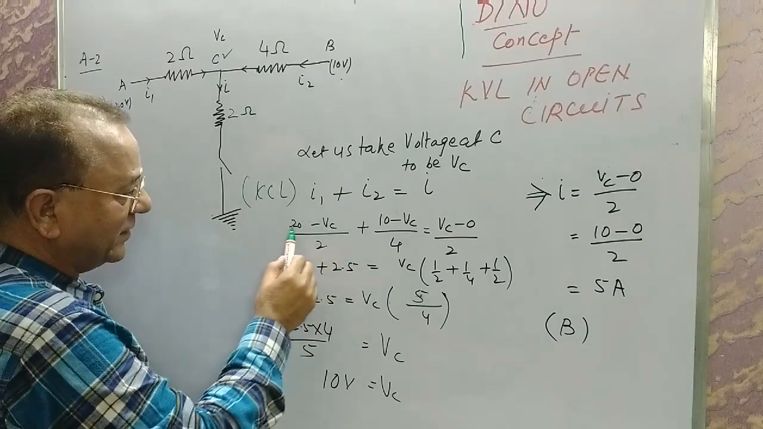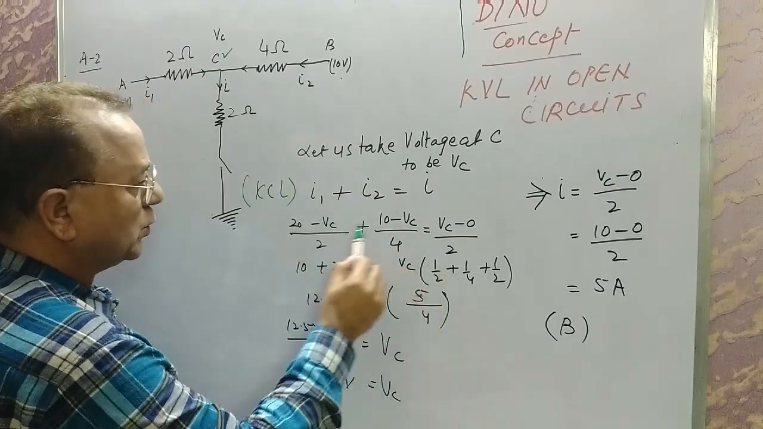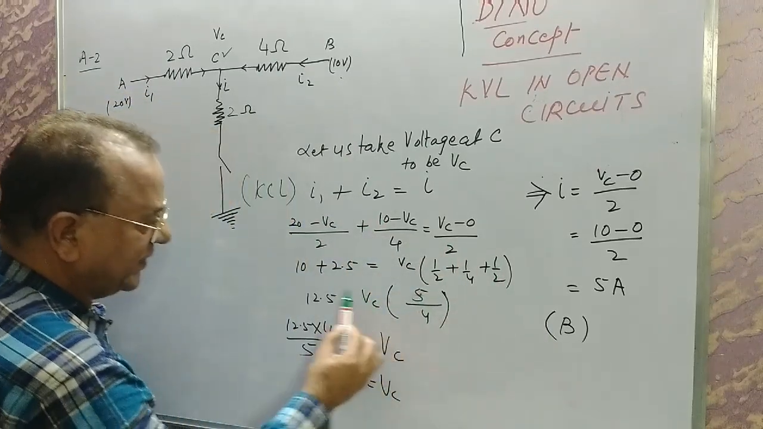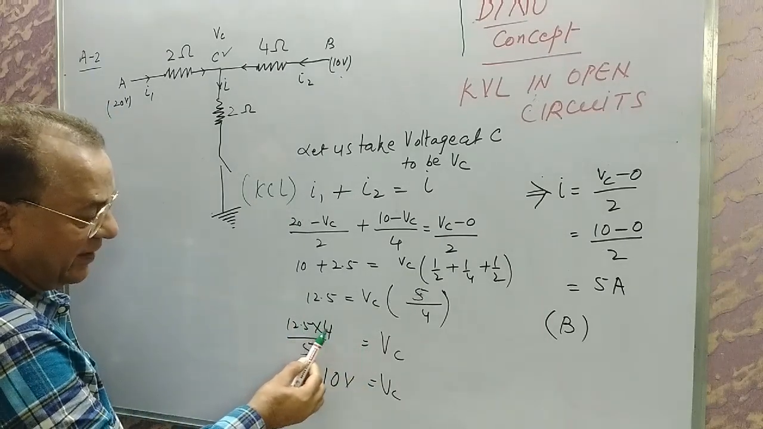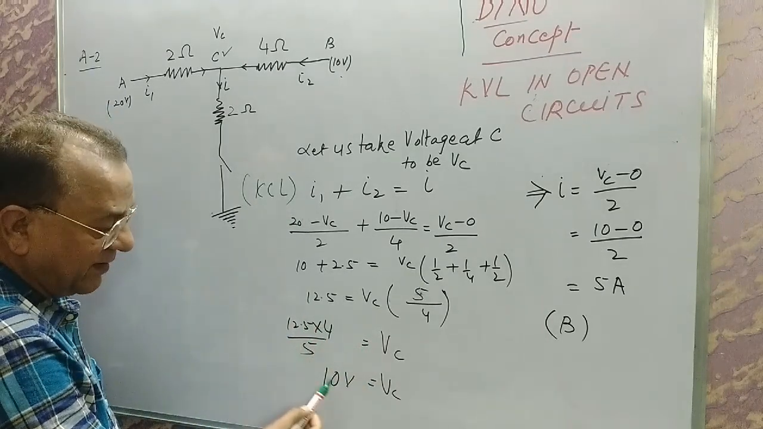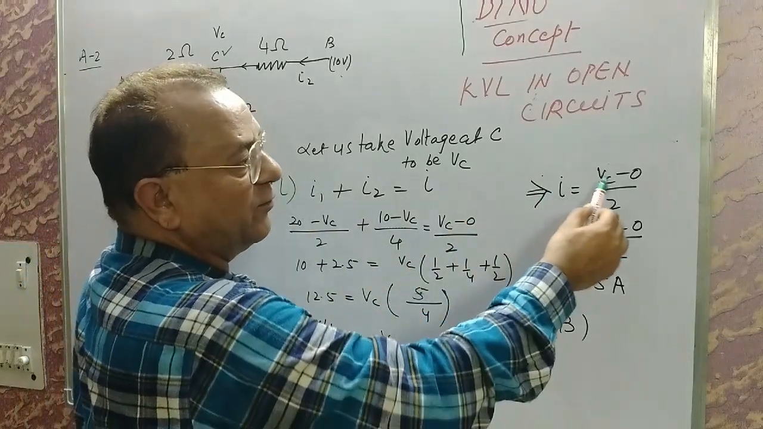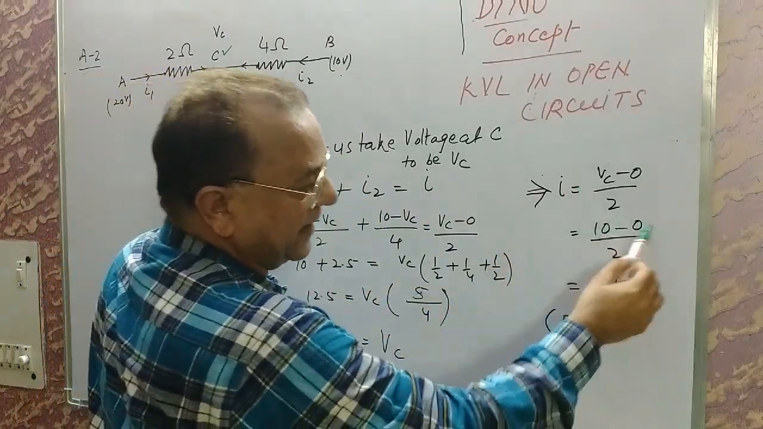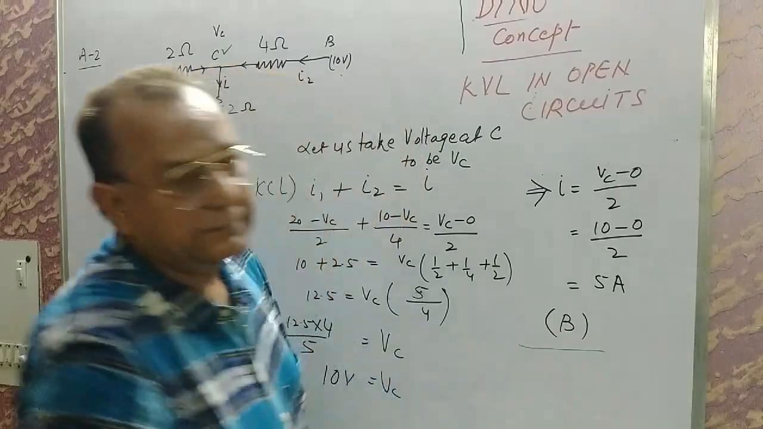If you take out terms, 10 plus 2.5 equal to VC times 1 by 2, plus 1 by 4, plus 1 by 2. You can solve it. 5 by 4 VC is equal to 12.5. VC is equal to 12.5 into 4 divided by 5, which is 50 by 5, equal to 10. Now it is easy to calculate I. I is equal to VC minus 0 divided by 2, which is 10 minus 0 by 2, 5 ampere. B is the answer.